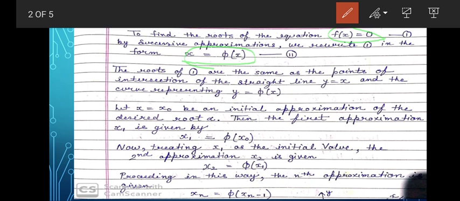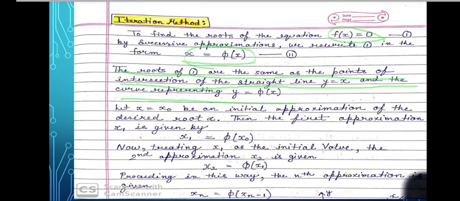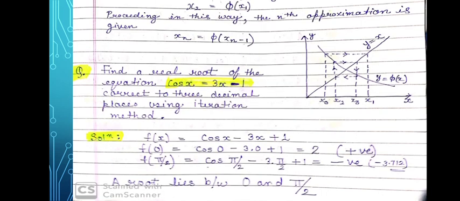The roots of equation 1 are the same as the points of intersection of the straight line y equal to x and the curve representing y equal to phi(x). You can understand the meaning of this with the help of the graph given in the next slide.